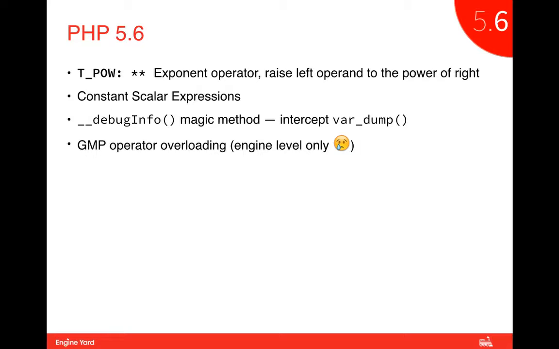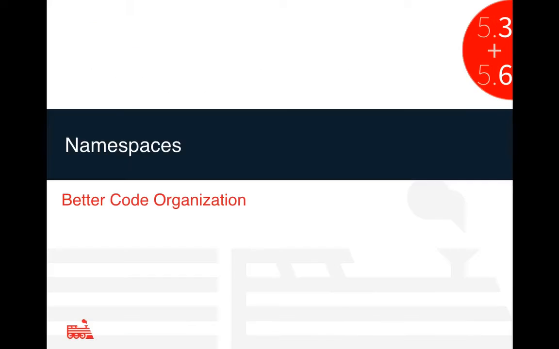And then the GMP operator overloading, basically, when you use the plus operator, for example, between two GMP objects, it will add the objects, not try to cast them to numbers first. So it's kind of a cool feature. It's something that's in Ruby where you can actually override what the operators do. I want to see it come to user land, but so far it hasn't, so we'll see. So, any questions on any of that stuff?